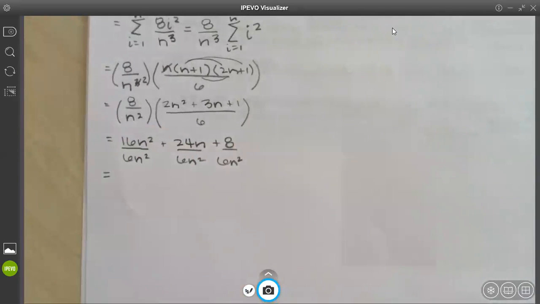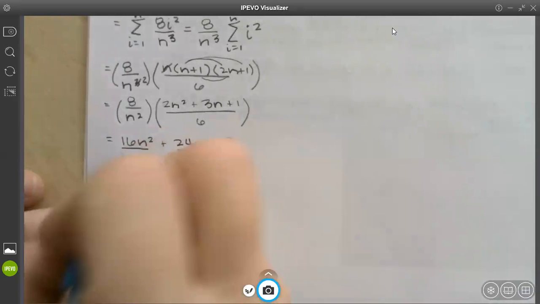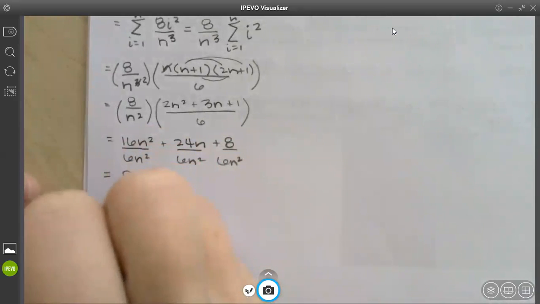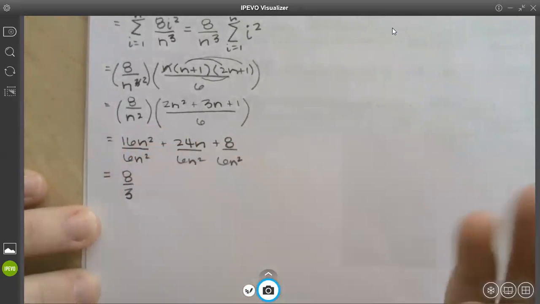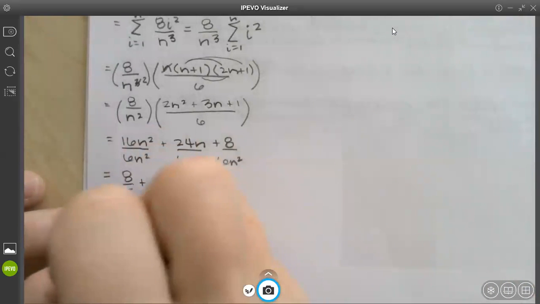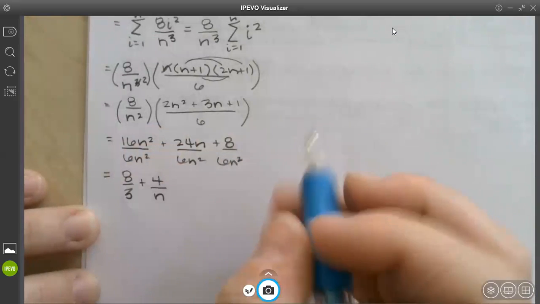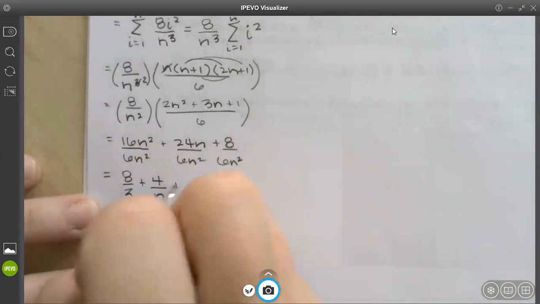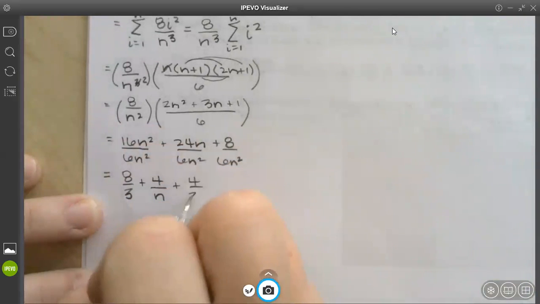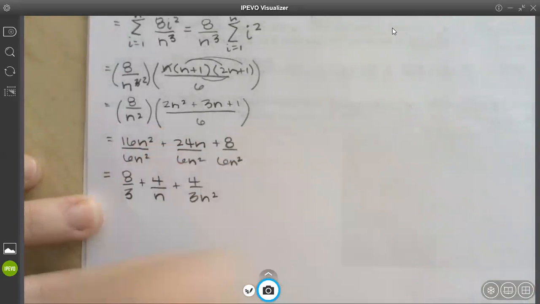What is 16n squared over 6n squared? Perfect. 24n over 6n squared. 4 over n. 8 over 6n squared. 4 over 3. Perfect. Everything's good. So this is your maximum.